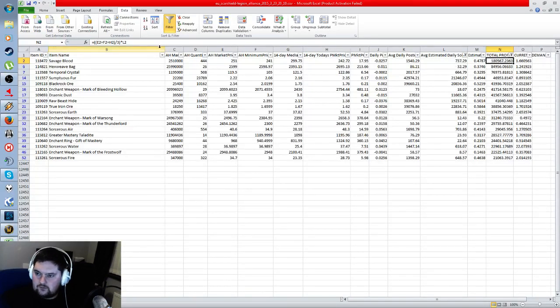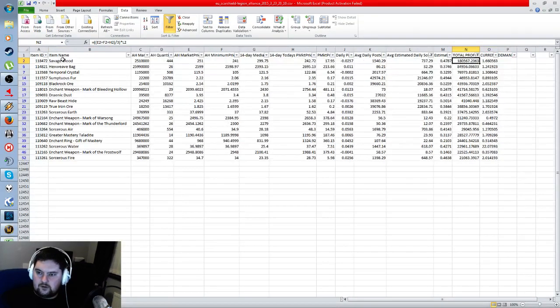So then what you can start doing is you go, right, Savage Blood. Can I make Savage Bloods? Well, yes I can, and the reason I can is because I've got alchemy and I can transmute it. Hexweave bags is your next one. Can I make them? Yes I can, because I've got tailoring.